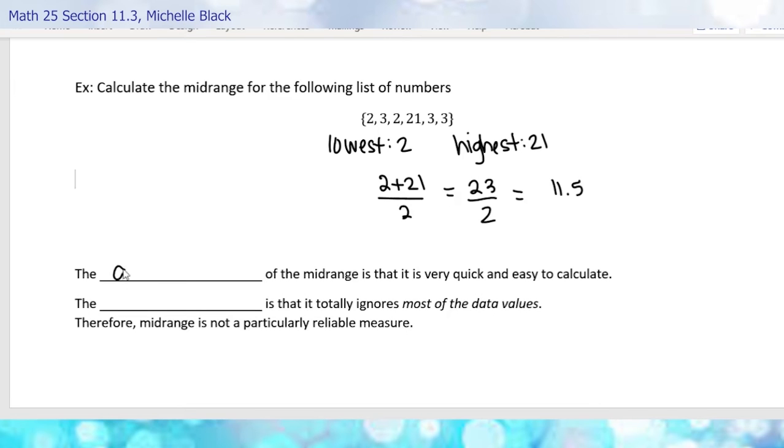It has an advantage, which is that it's very easy and quick to calculate because you just have to add the lowest and highest and divide by 2. But it also has some disadvantages. One of them being that it ignores most of your data values. It only considers the highest and the lowest, and it skips everything between them. So it's not a super reliable measure of central tendency.